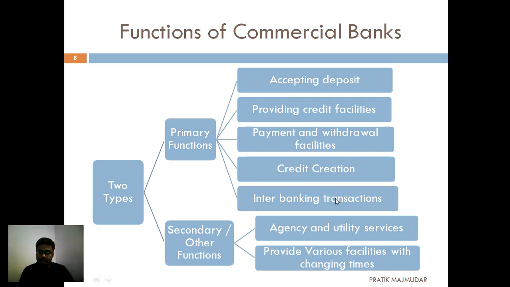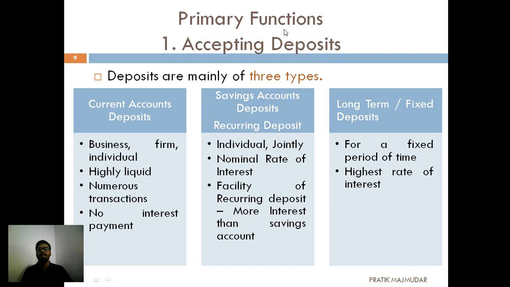Even in the board exams, if the examiner asks you the question, explain the functions of commercial banks, you can draw this type of chart as well. This looks like a good presentation. Then the second type is secondary functions. In that, one is agency and utility services, and second is providing various facilities with changing time. So these are the functions you need to remember. Let's start with the first primary function, that is accepting deposits.